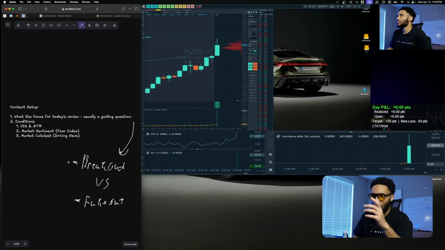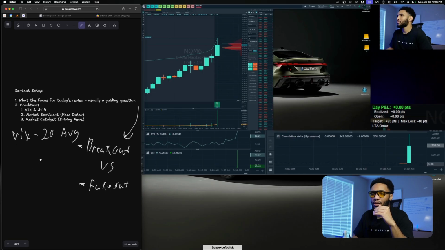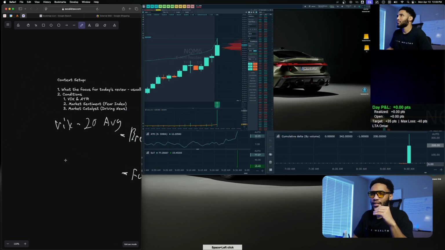But now with that out of the way, we need to also take a look at the conditions. I always like looking at what the conditions are. So the VIX today was at 20, which is about average for most parts. It's not extremely low, but it's not extremely high like it was 2 weeks ago. Now, the other part is ATR. ATR, honestly, for this session, felt like it was averaging low 20s.